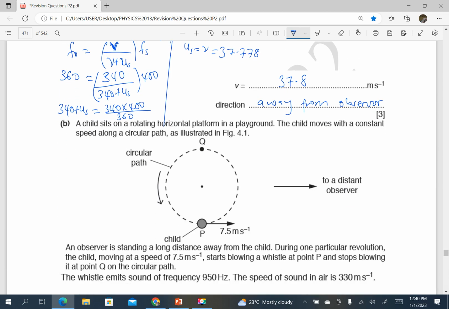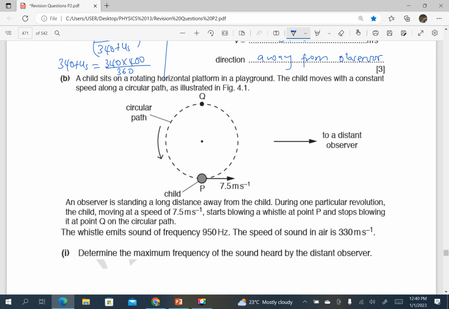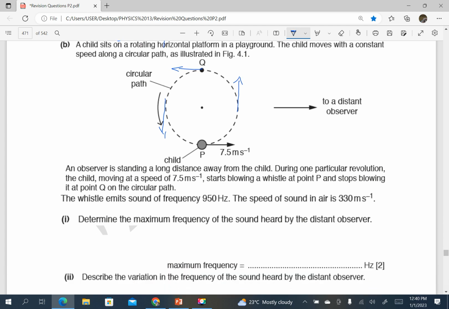Okay. A child sits on a rotating horizontal platform in a playground. The child moves with a constant speed along a circular path, as illustrated in the figure. So note that at P it is towards, at Q is away, the other side is downwards, the other side is upwards. An observer is standing a long distance away from the child.